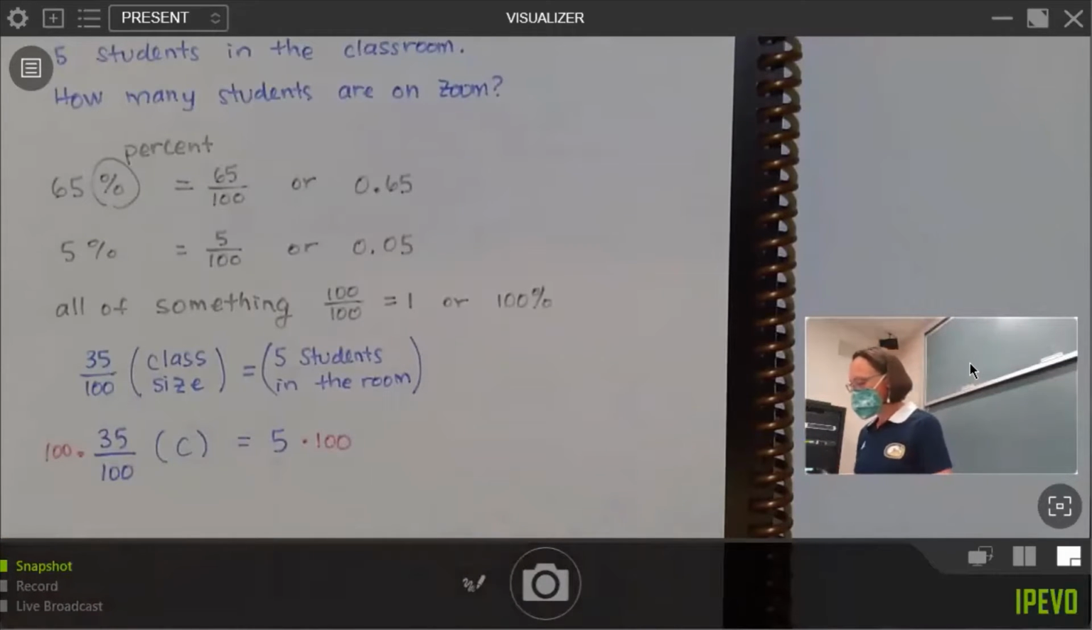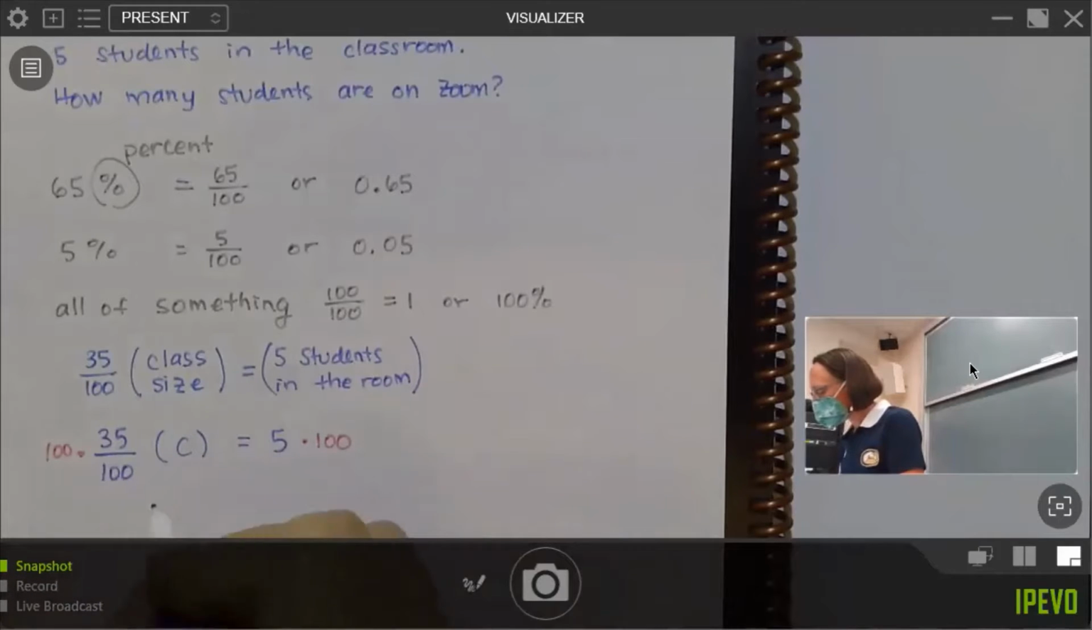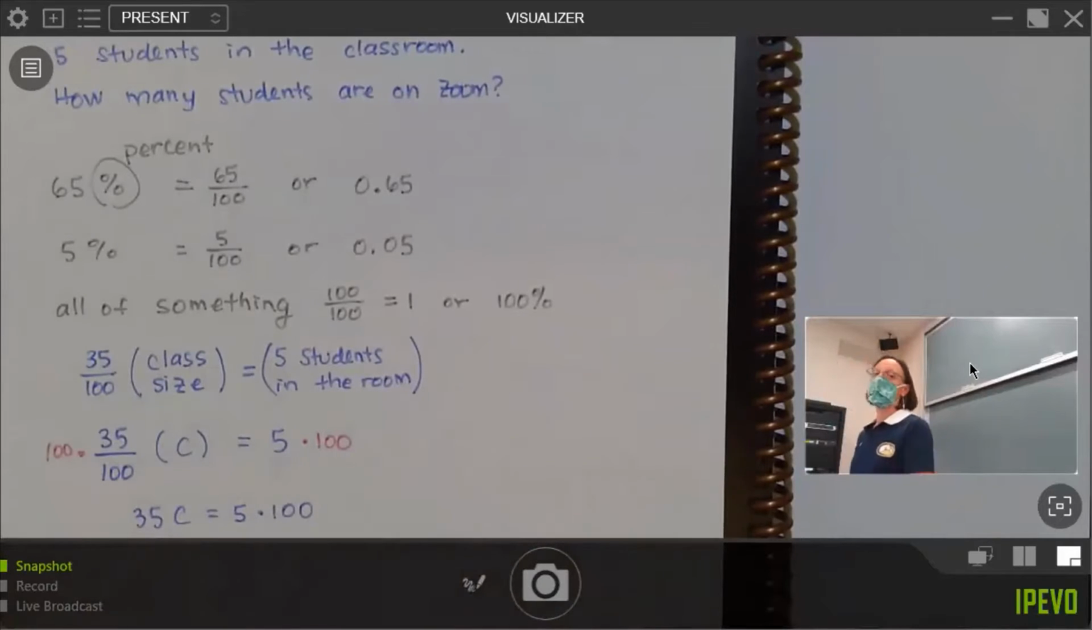Which is going to leave me with, on the left-hand side, 35C, and 5 times 100, which I'm going to leave as 5 times 100. The reason is that I'm looking ahead and realizing that I'm about to divide both sides by 35 to get the C by itself. And if I have to reduce that fraction, then I want this to say 5 times 100 so that I'm able to rewrite that 35 and cancel a 5 out.